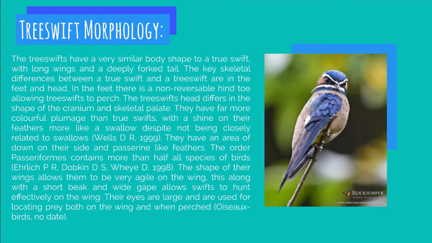The shape of their wings allows them to be very agile on the wing. This, along with a short beak and wide gape, allows swifts to hunt effectively on the wing. Their eyes are large and are used for locating prey both on the wing and when perched.